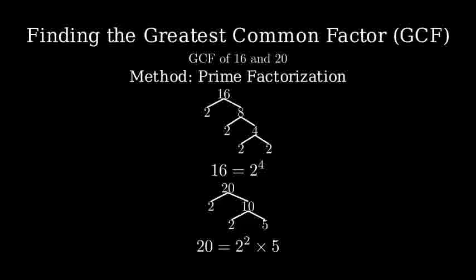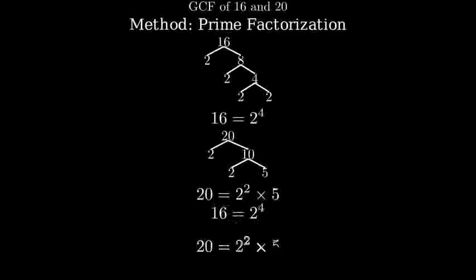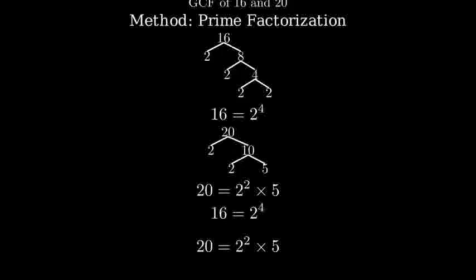Now let's compare the prime factorizations. 16 is 2 to the fourth power, and 20 is 2 squared times 5. The greatest common factor will include all the prime factors that both numbers share, using the lowest power in which they appear. Looking at these factorizations, we can see that 2 is the only prime factor they have in common.